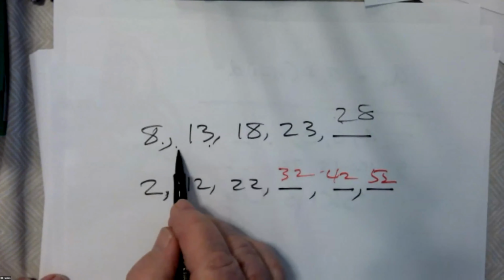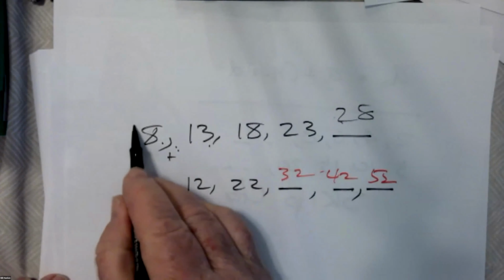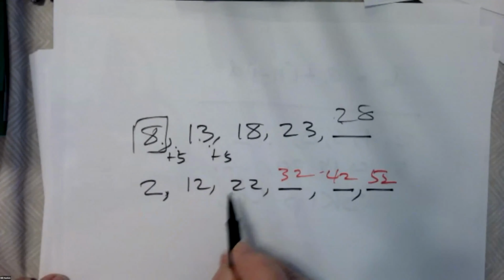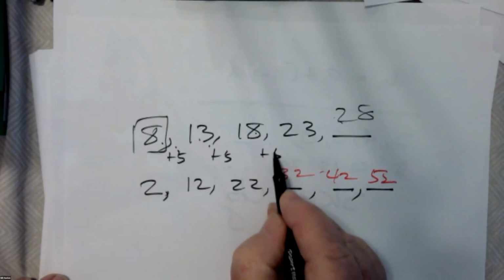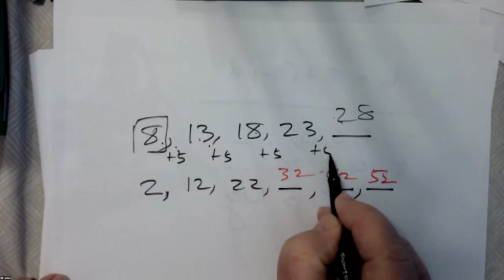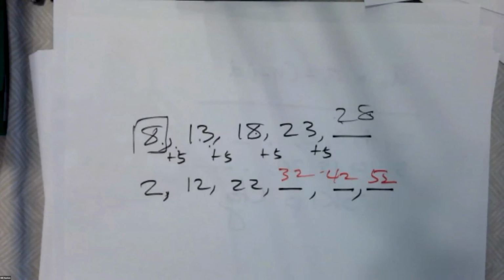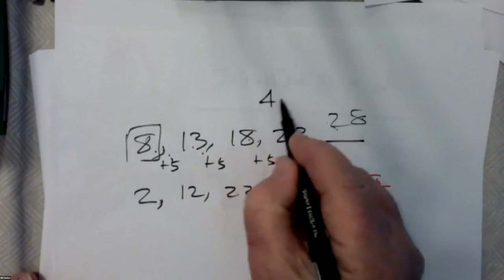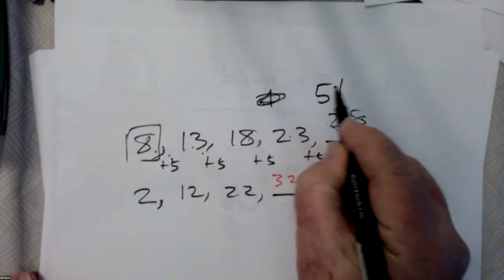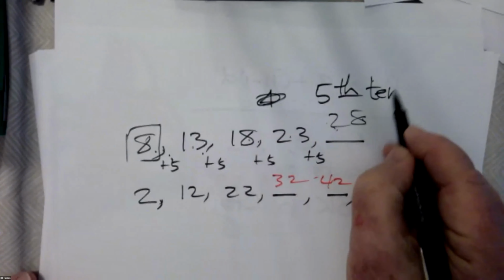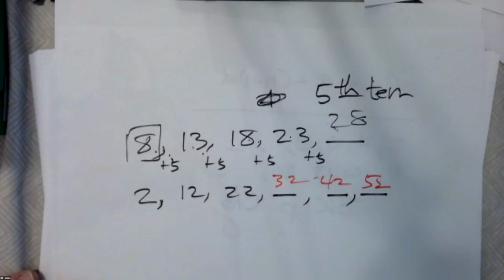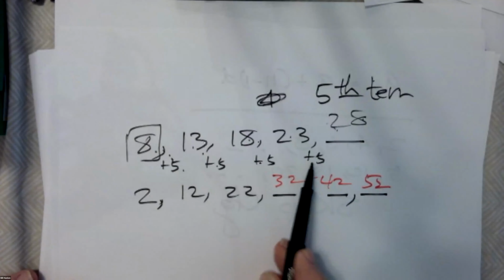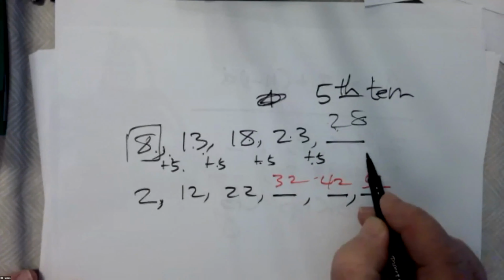My common difference in this one is 5. So I take my first number, which is 8. I add 5 to get 13. I add 5 to get 18. I add 5 to get 23. And I add 5 to get to 28. So this was the 1, 2, 3, 4. This is the 5th term. So for me to find the 5th term of this sequence, which was the next term, how many times did I add 5? I added 5 4 times.